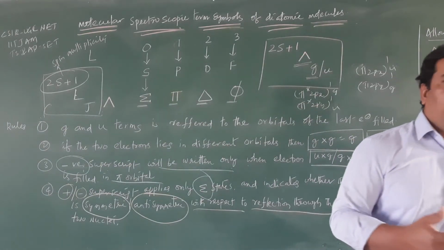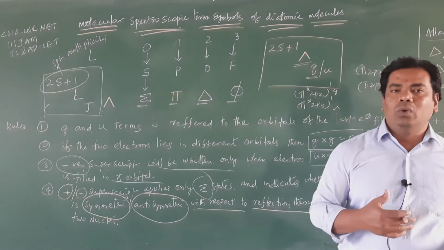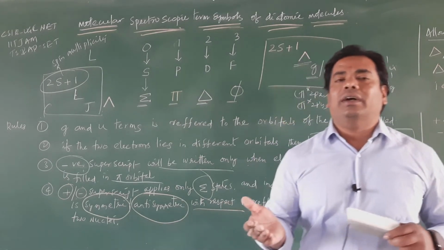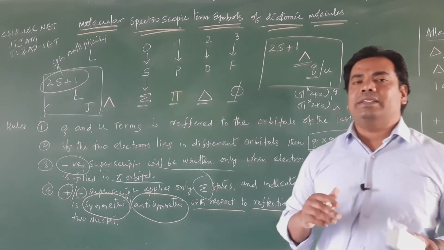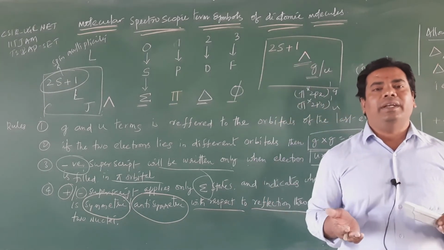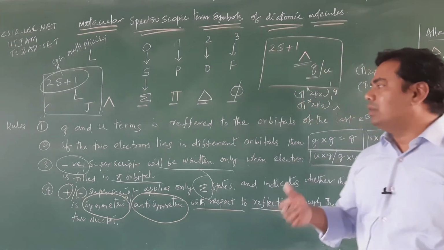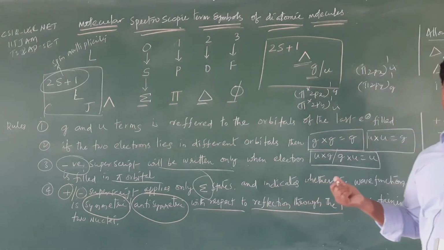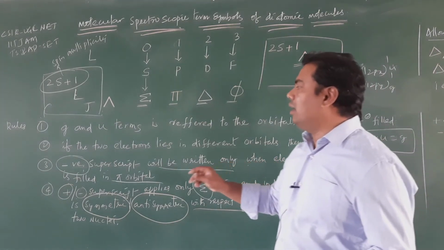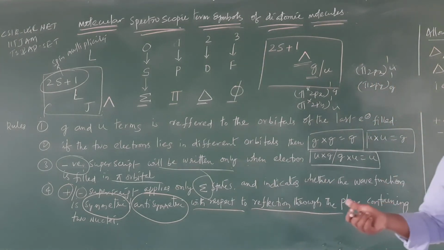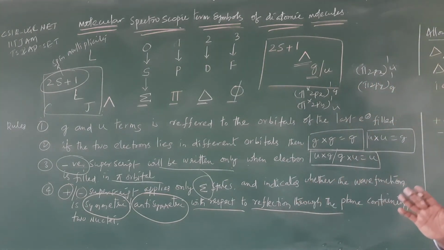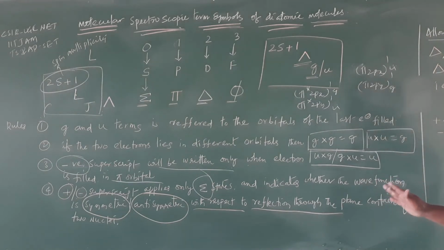So the first rule is gerade and ungerade. The second rule is if the two electrons are in different orbitals, what will happen? Gerade and gerade will be gerade, ungerade and ungerade will be gerade, gerade ungerade, ungerade gerade will be ungerade only. The third rule is the negative superscript applies only when the electron is filled in pi orbital. The positive negative superscript applies only to the sigma state. So please remember. And it indicates whether the wave function is symmetric or anti-symmetric with respect to the plane of symmetry or reflection through the plane.